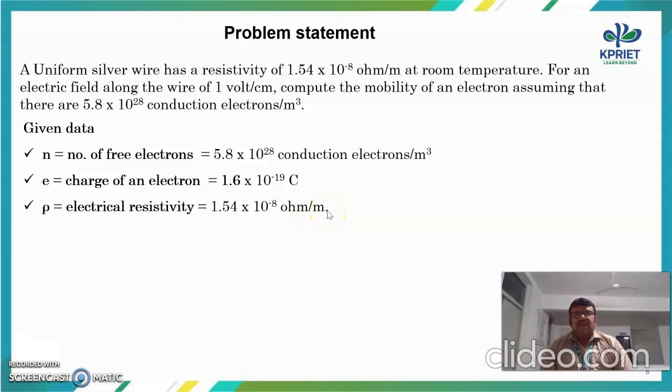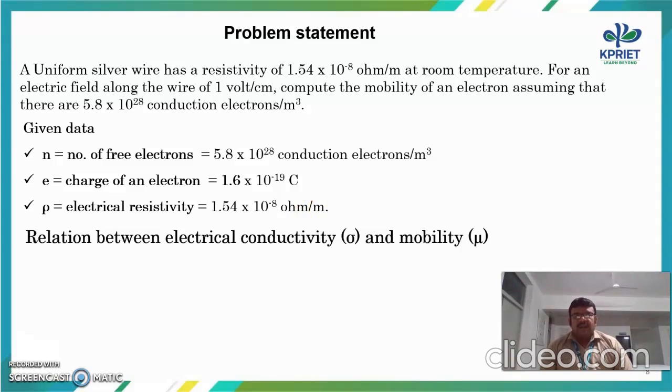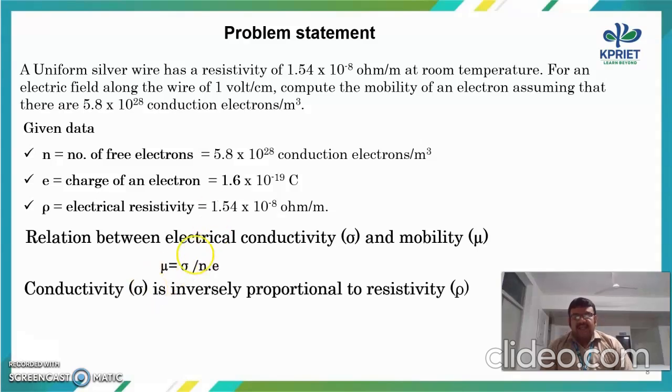We all know that there is a relation between the electrical conductivity sigma and mobility mu, which can be written as mu is equal to sigma by n into e, where n represents the number of electrons and e represents the charge of an electron. But in our case, no conductivity value is given; instead, we are provided with the resistivity value of 1.54. So we have to establish another relation, that conductivity sigma is inversely proportional to resistivity rho. We are substituting this relation in the above formula.